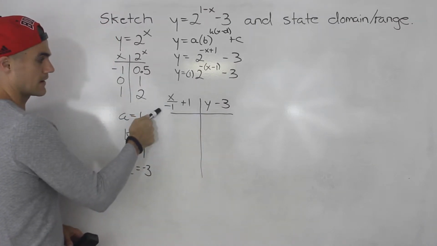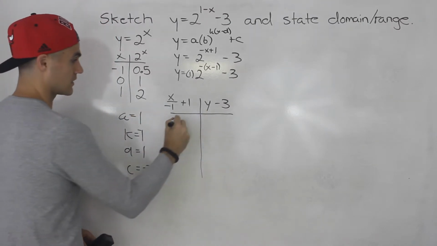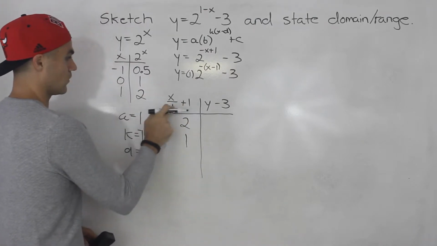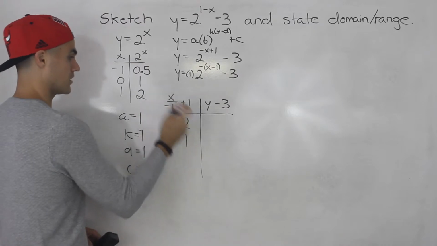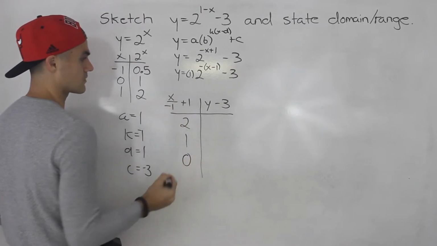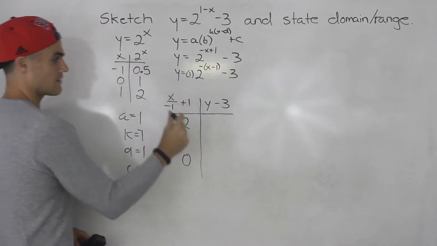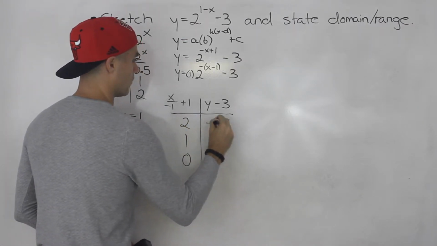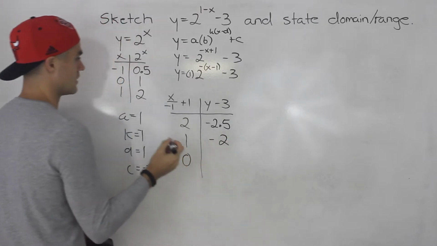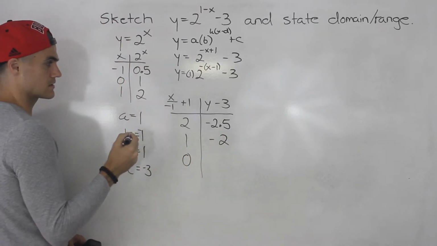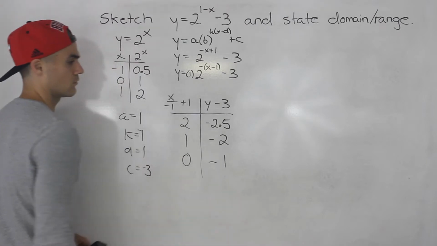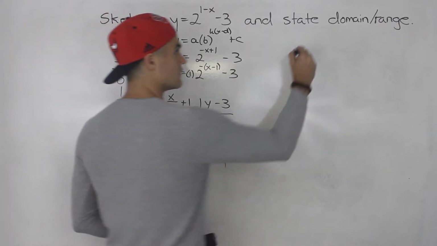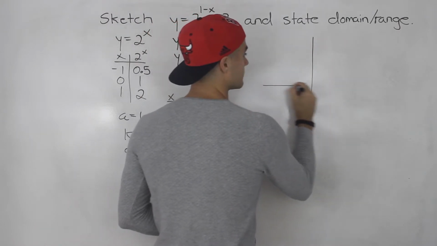So -1 divided by -1 is +1, plus 1 gives us 2. 0 divided by that is 0, plus 1 gives us 1. 1 divided by -1 is -1, plus 1 gives us 0. Then 0.5 minus 3 gives us -2.5. 1 minus 3 gives us -2. And then 2 minus 3 gives us -1. So from here, we're good to graph the transformed function.